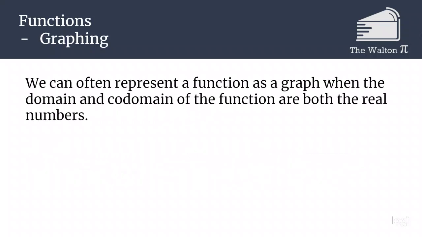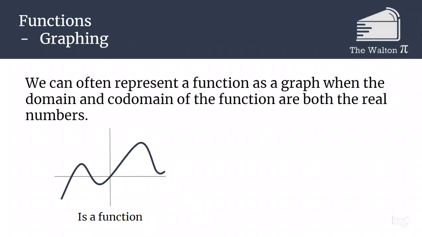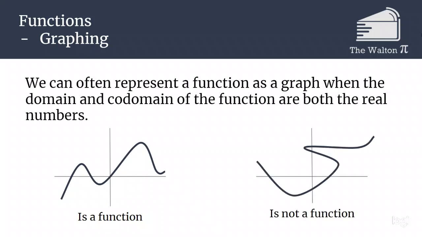We can often represent a function as a graph, where we can have the domain and codomain as the real numbers. So for example, this is a function, because every element in the domain, so our x-axis, has exactly one element in the y direction that it can map to. So this is not going to be a function, because we see that some of the x values, there's more than one y value that come out.